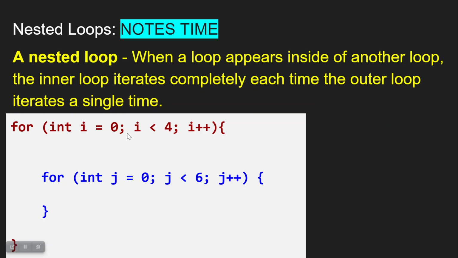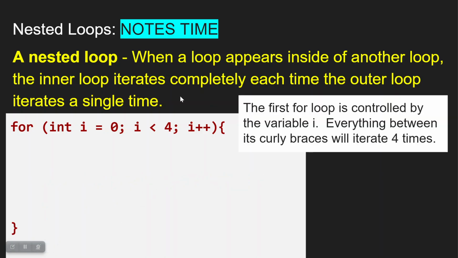And then on the next iteration of that outer for loop, our inner one is going to iterate all of the times. So we'll look at a quick example of this one and how it's going to do what it's going to do. The first for loop is controlled by the variable i, and everything between its curly braces is going to iterate 4 times, right? Because int i equals 0, as long as i is less than 4, i plus plus. So this one's clearly going to iterate 4 times.